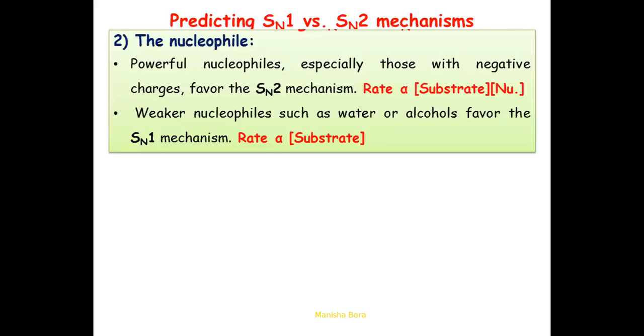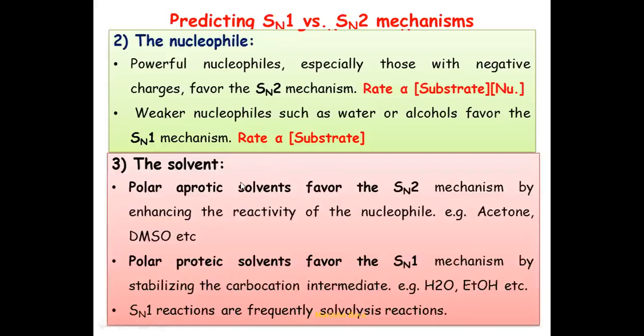Similarly, if you are talking about the nucleophile, we know the rate equation, and the concentration of the nucleophile affects the SN2 type of reaction, but SN1 reaction is least affected by the concentration of the nucleophile. So generally it is observed that a weaker nucleophile will favor SN1 reaction and a powerful nucleophile will favor the SN2 type of reaction.